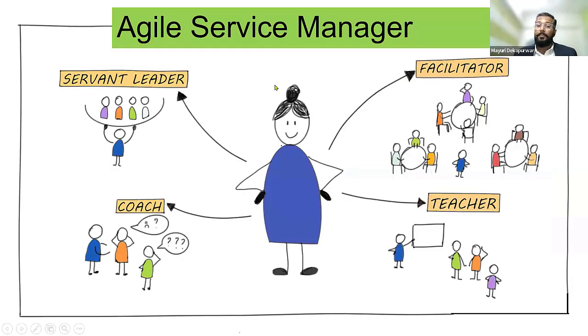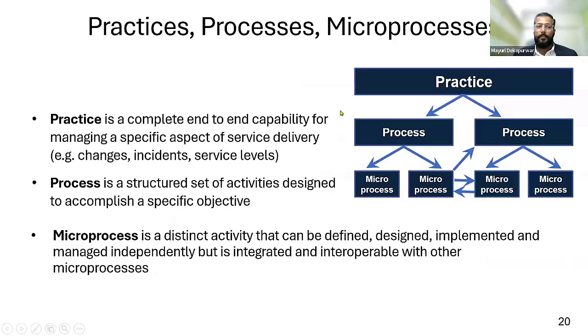Then we have an Agile Service Manager role, more of a servant leader, acting as a facilitator, teacher, coach. So the role is similar to Scrum Master, is going to coach the team, is going to act as a facilitator, busting the impediments, removing the bottlenecks, and is going to protect the team. So these are three main attributes of the Agile Service Manager.